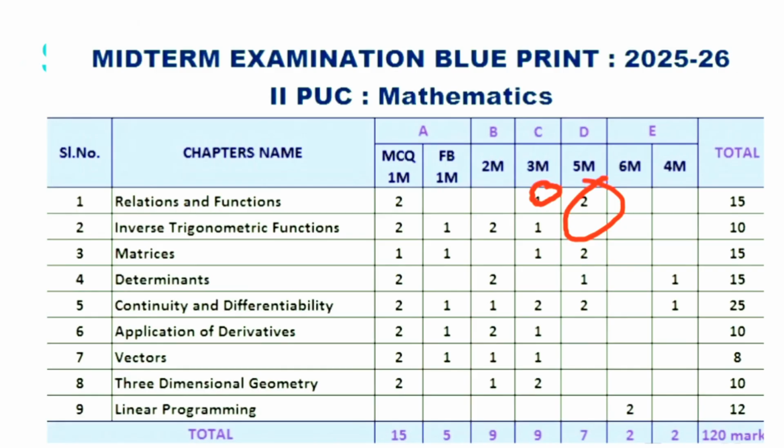The concept is very simple. In relations and functions, one part is relations and another part is functions. It's very easy and a very tricky method. You have to attend it compulsorily, and you get 15 marks very easily.